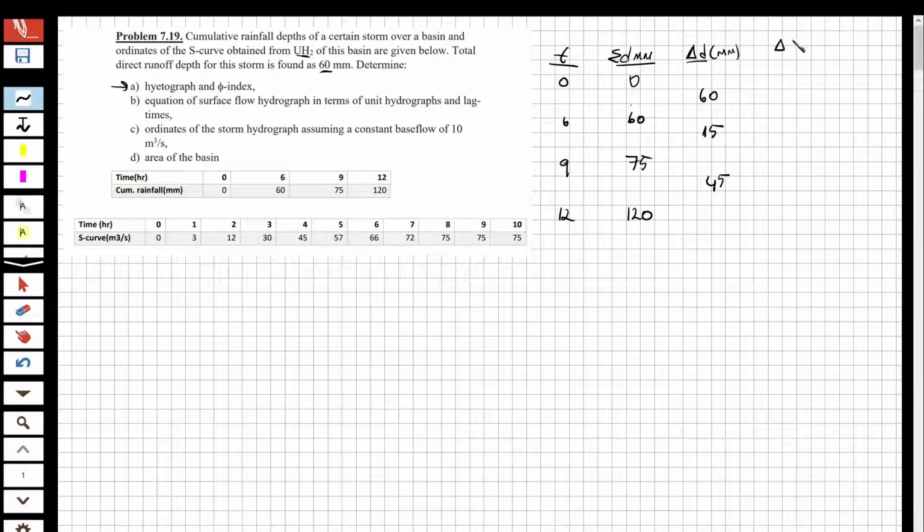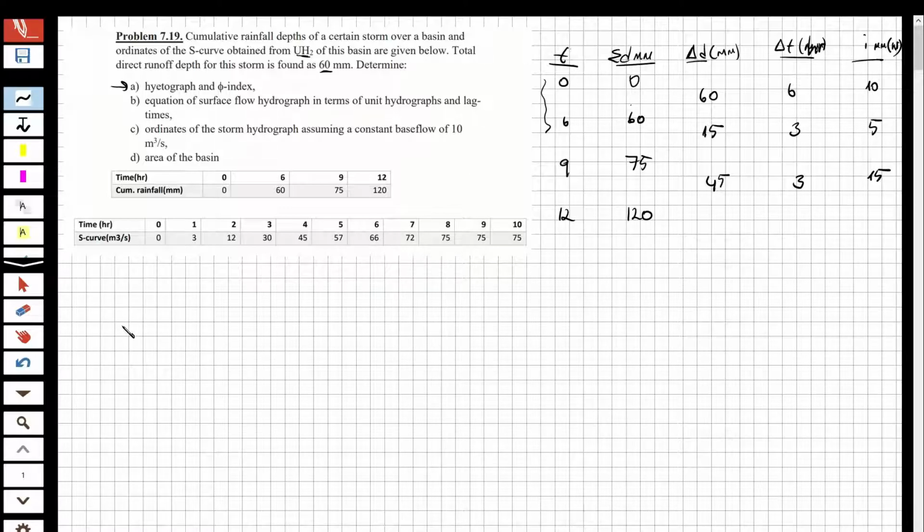And now let's write the delta T, the time differences, in hours. Between 6 and 0 is 6, between 9 and 6 is 3, and between 12 and 9 is 3. So now we are going to determine the intensity. Intensity is 60 over 6 is 10, 15 over 3 is 5, and 45 over 3 is 15. So now we got the intensity.